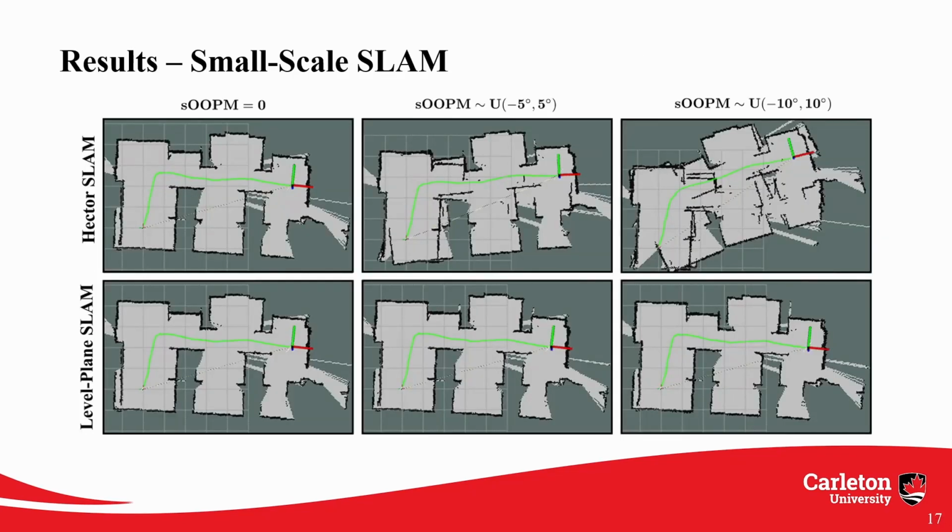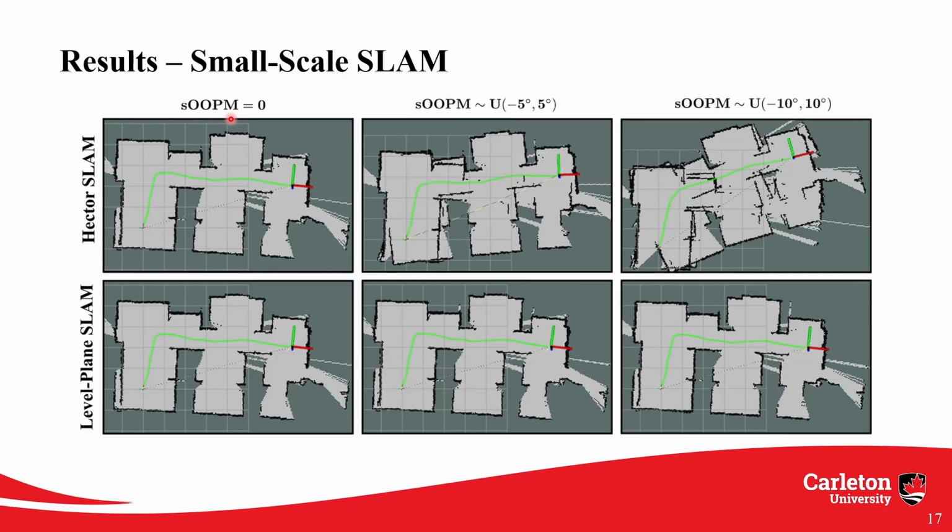Here are the results of our experiment. The first row shows HectorSLAM, and the second row shows ours. The gray shown here is free space, whereas the black is occupied space. This green color is unexplored, and then this light green represents the path that the robot took. As you can see, when no synthetic out-of-plane motion is added, both maps are identical and a great representation of the original map.